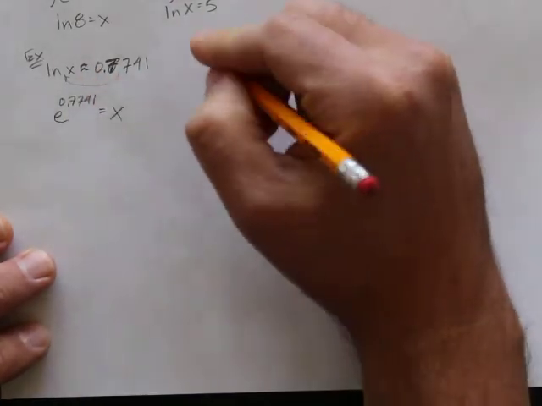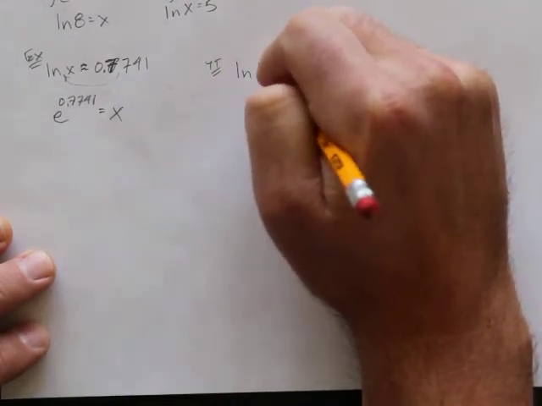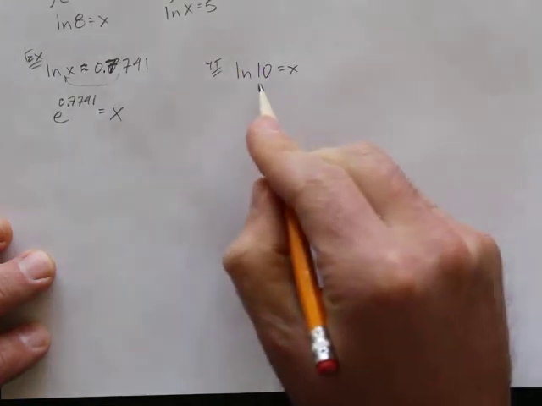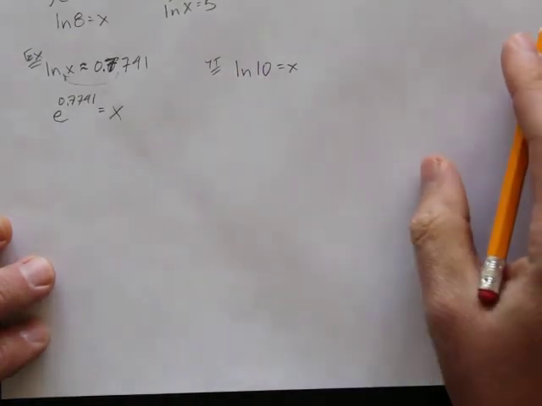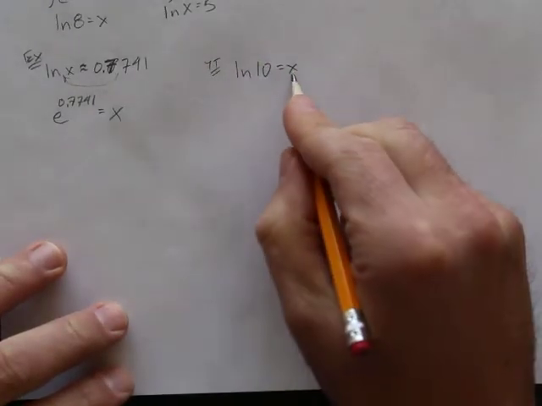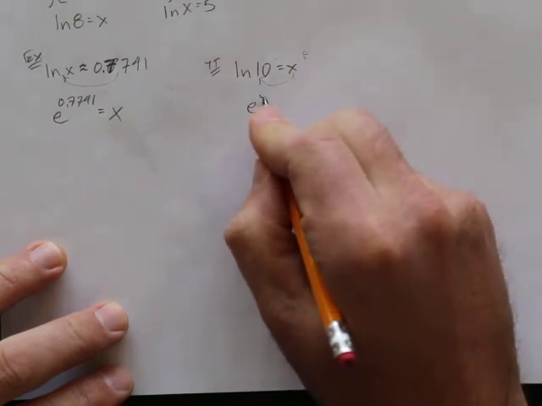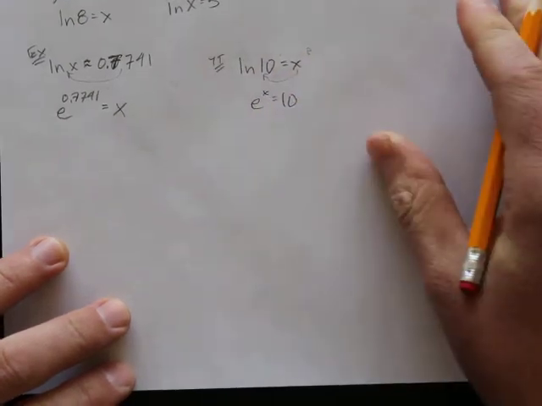So let's see if you can rewrite natural log of 10 equals x. Rewrite this in exponential form. Okay, let's see how you did. That x goes there, 10 drops out. I've got e to the x equals 10.